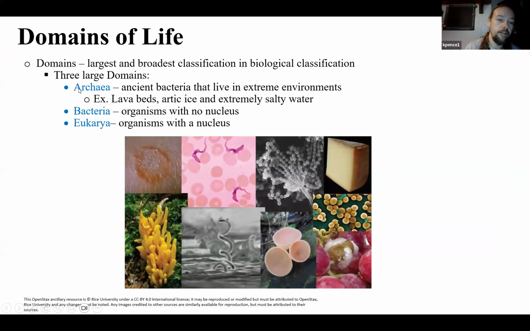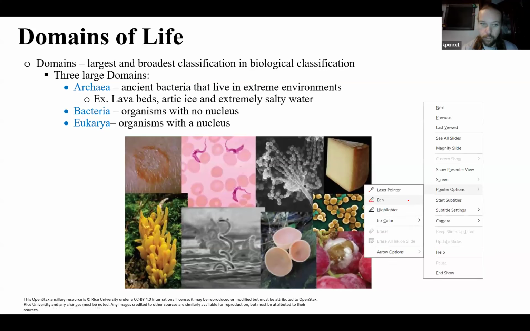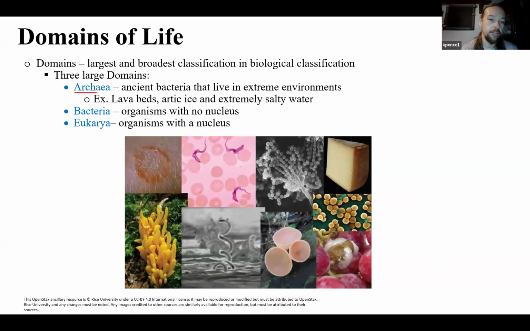So archaea, let me click on that one. If you know what the word archaic means, archaic is a kind of Latin for old. The archaea are some of the oldest life on the planet in the fossil record. That's why we call them the archaea group. They are prokaryotes, meaning that they don't have a nucleus. They're very similar to bacteria in that way. What's also special about archaea is that they are also called extremophiles.